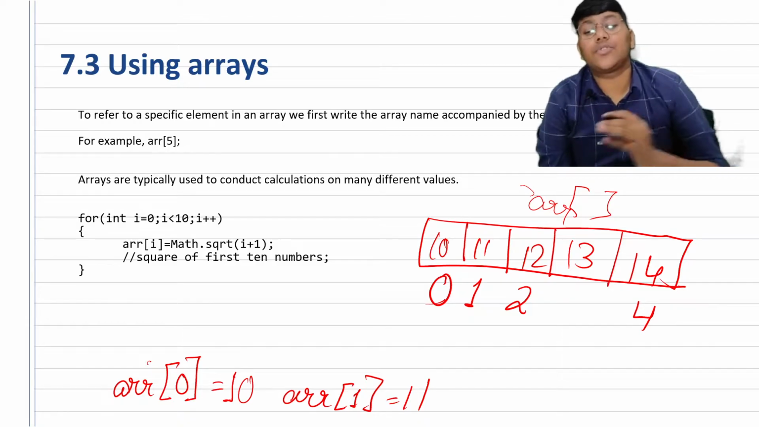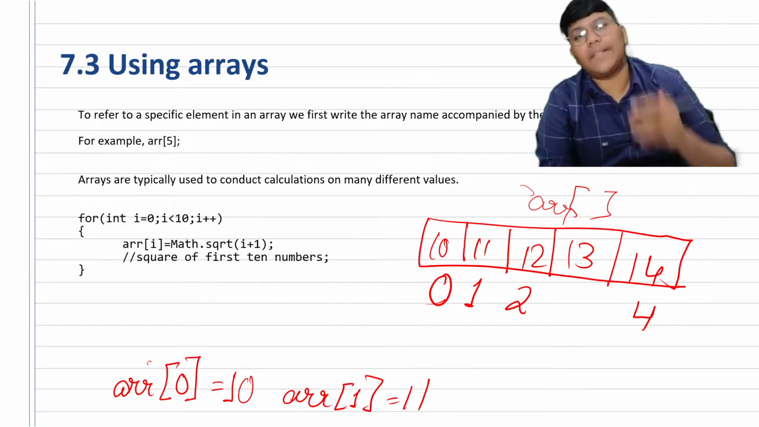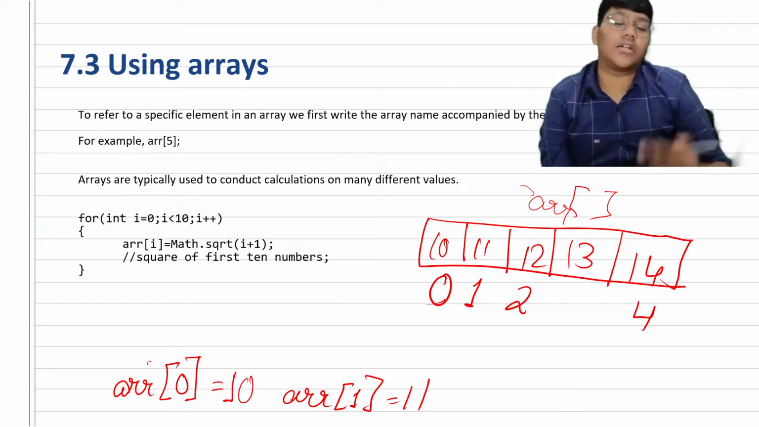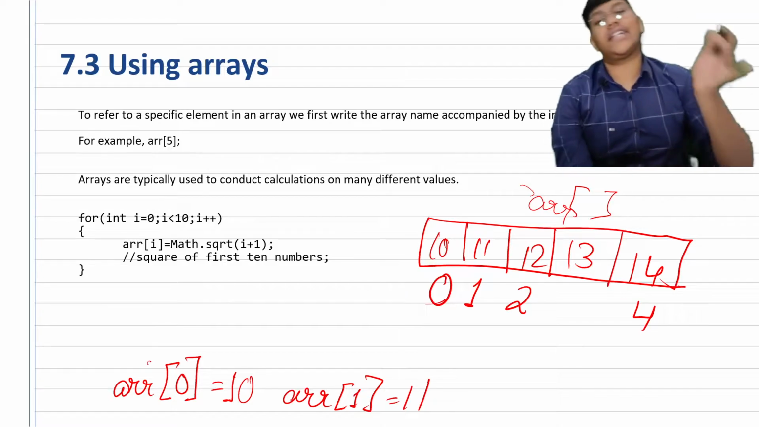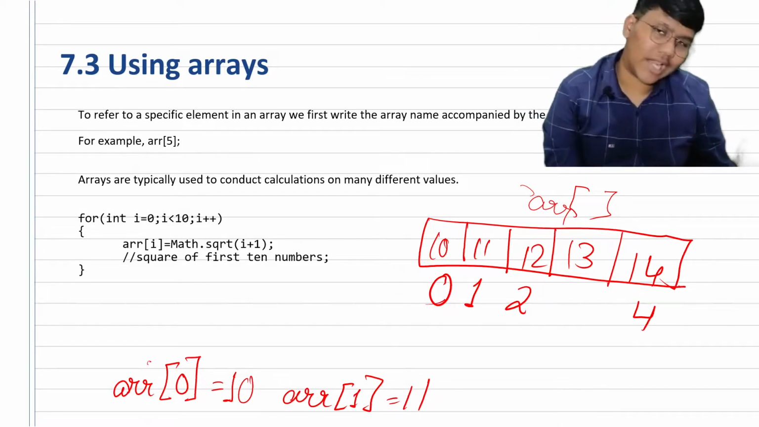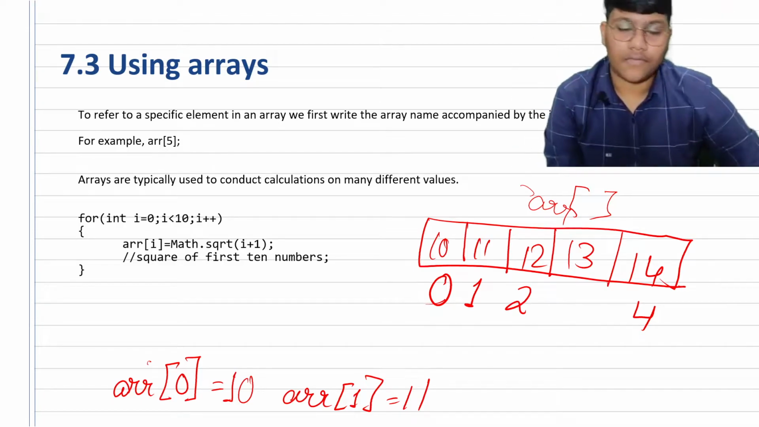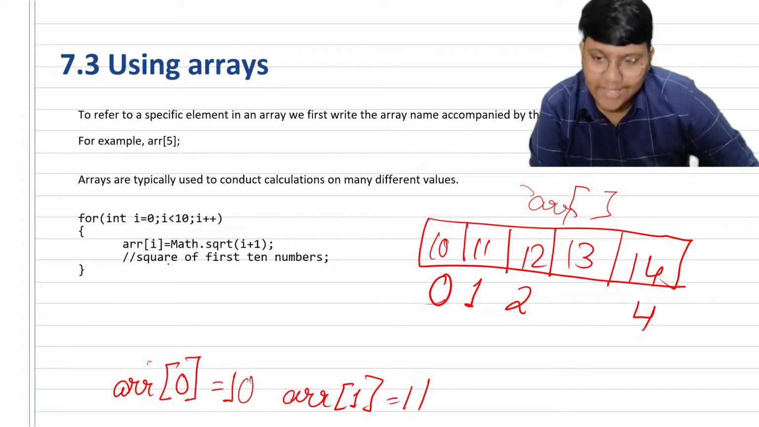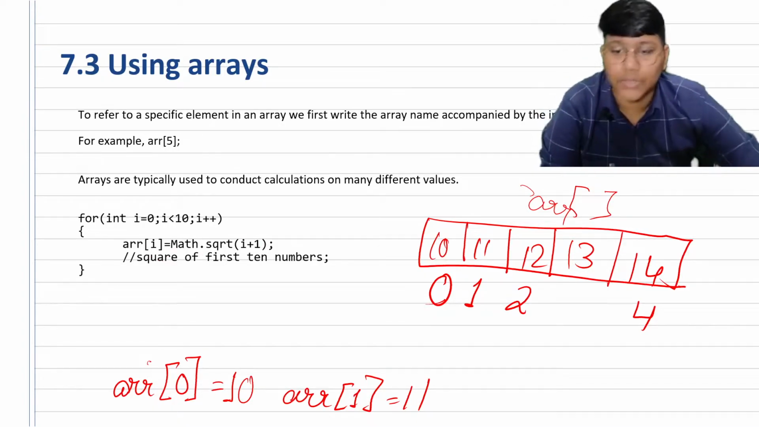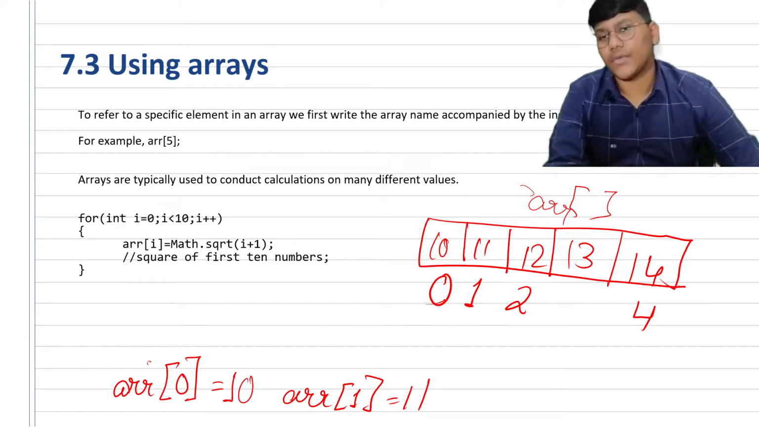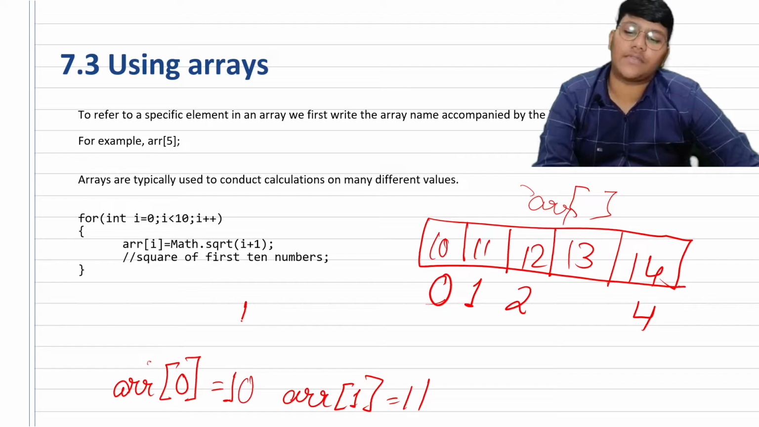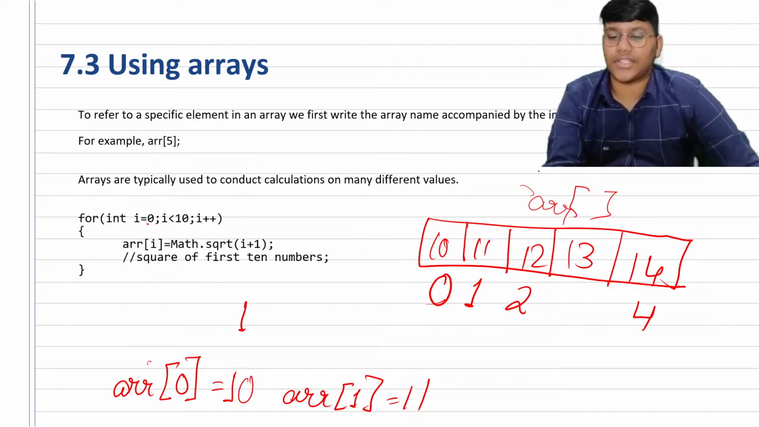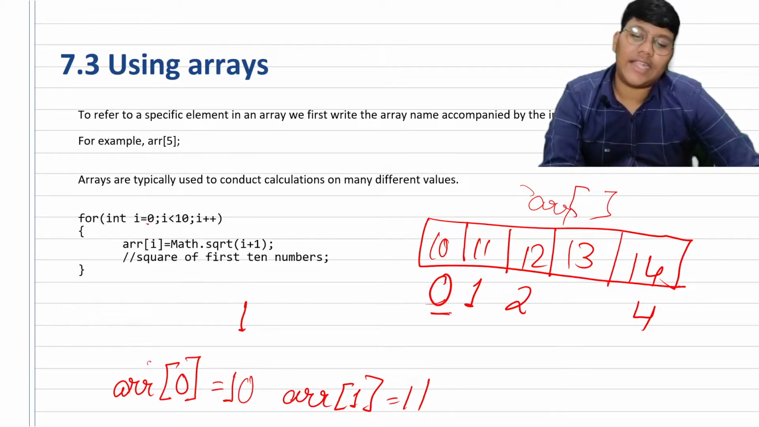Now arrays are typically used to conduct calculations on many different values. For example, there are 50 values, you have to conduct operations. For example, you have to add 10 to 50 numbers, so you can just use an array instead of creating 50 variables. You just use a loop: arr[i] = Math.sqrt(i + 1), the square root of the first 10 numbers. Why are we using i plus 1? For the first 10 numbers, we just start with 1. Here we are using i equal to 0 just for this reason, because the index starts from 0.